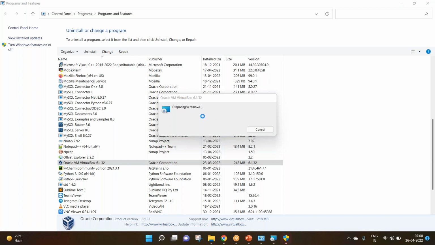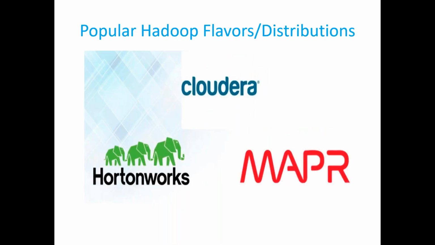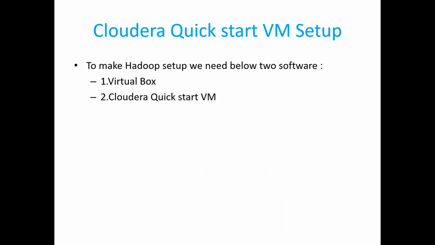So I'm trying to uninstall VirtualBox. Let's wait for some more time. Meanwhile, I'll talk about, as we have seen, the popular flavors in Hadoop called Cloudera, Hortonworks, and MapR. We're going to install the Cloudera Quickstart VM. To install the Cloudera Quickstart, I need two things. One is VirtualBox. The other one is the Cloudera Quickstart VM.